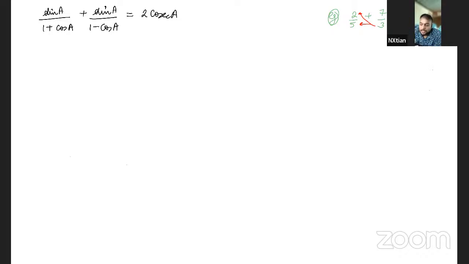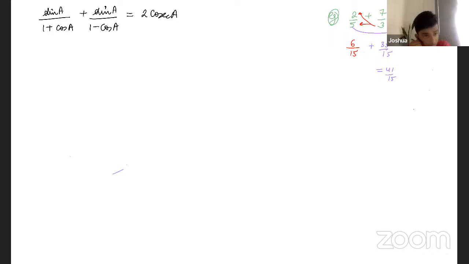So this 3 will multiply with both numerator and denominator, so it will become 6 upon 15. Understood? In the same way, this 5 will multiply with both numerator and denominator. It will make 35 upon 15. Now the denominators are the same. So how will you do it? Then it will become 41 upon 15. Joshua, did you understand this step? Yes, sir.